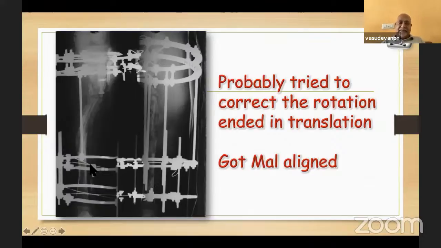So the reason is the tibia is always eccentric in the ring. When you rotate the rings to correct the rotation deformity, the central part of the tibia with the frame is rotating, whereas the eccentrically placed bone gets translated. So that's what happened, it got translated. So probably that surgeon didn't have the skill to realign it properly, or he must have completely missed it. So in the process, it got malaligned.